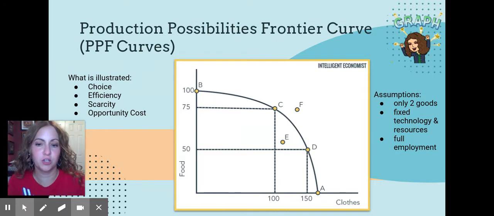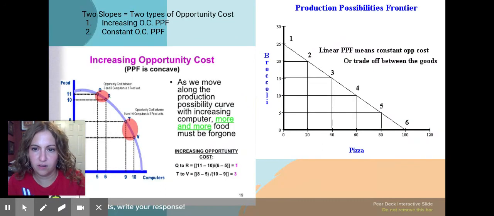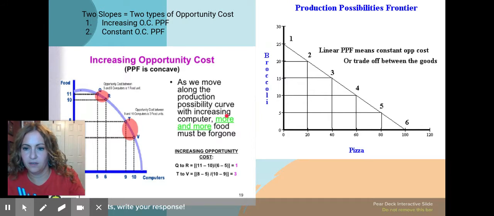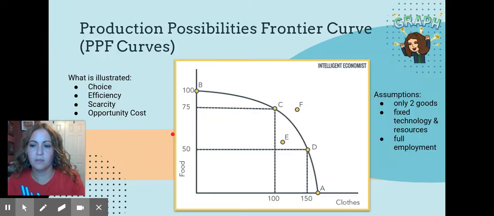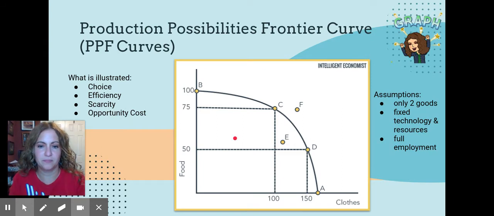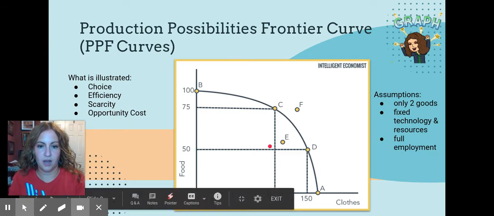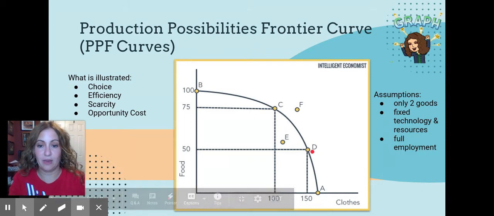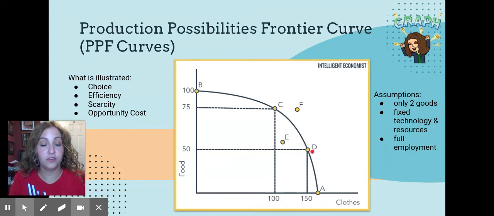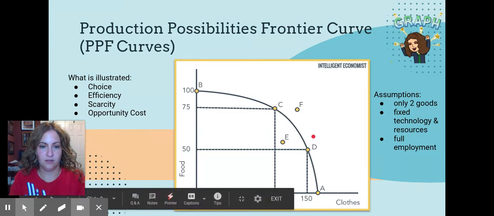So I want to show you, is it this graph right here? Okay, that one's kind of hard to do. Let me look at the first one. This one's not too bad. Let's say that I'm at point D and I'm making 50 food units and 150 clothing units. But I don't want 50 food units, I want more. Let's say that I want 75 food units. So I'm going to go all the way up to 75 on my y-axis, on my food axis.